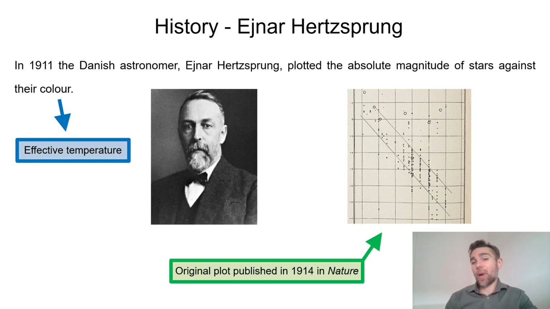So, back then we didn't have measurements of lots and lots of stars. So he started to make those measurements and started to build up this sort of plot. This is the start of it essentially. And that's the original plot that was published in 1914 in the Nature journal, basically. So it all started kind of here.